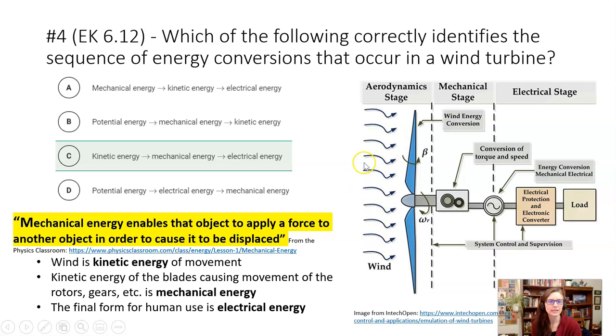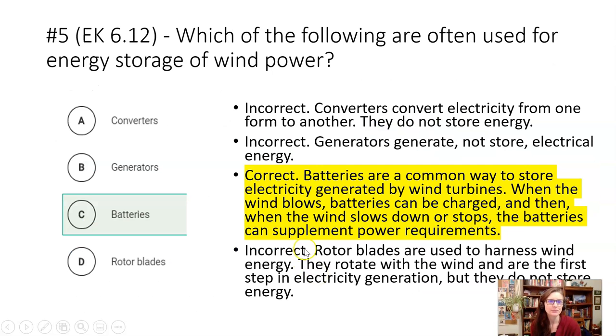So wind is kinetic energy. So that's the movement, basic movement energy. The moving of the turbine and the generators and the blades and the gears, that is mechanical energy because it's a force causing force on another object. And then the final one is electrical energy that we can use to power everything that we want to power.